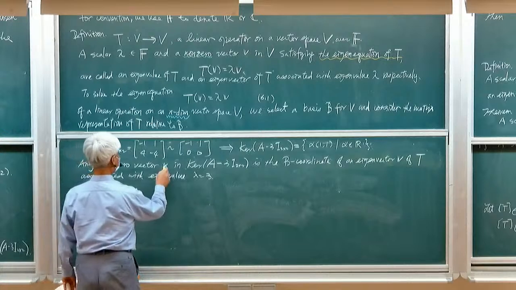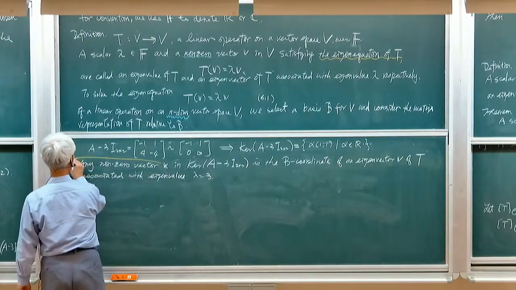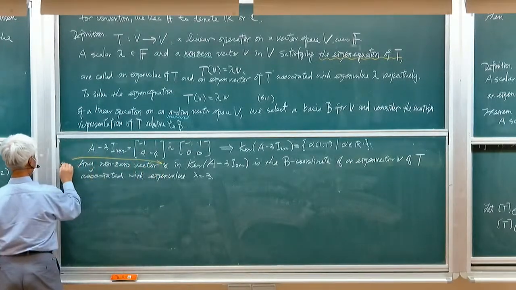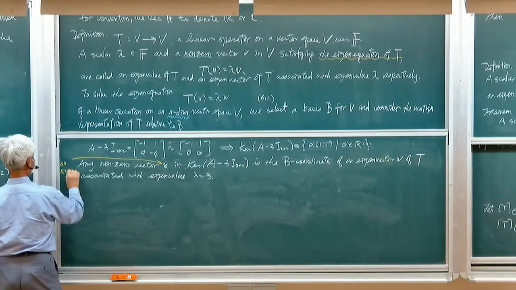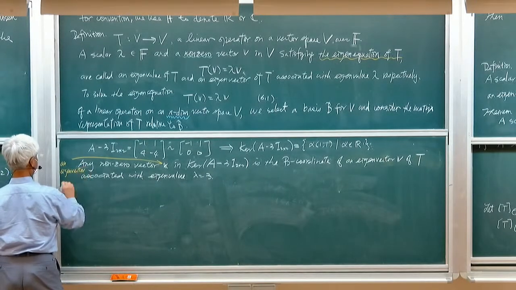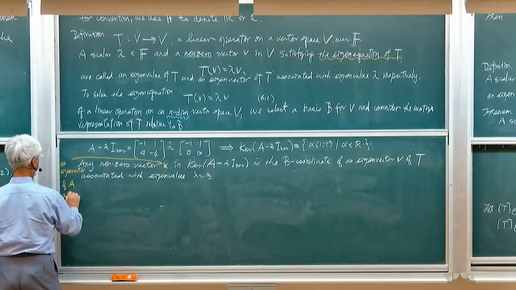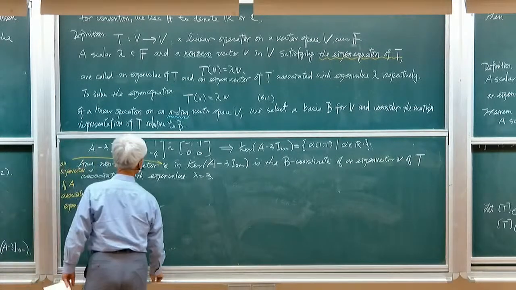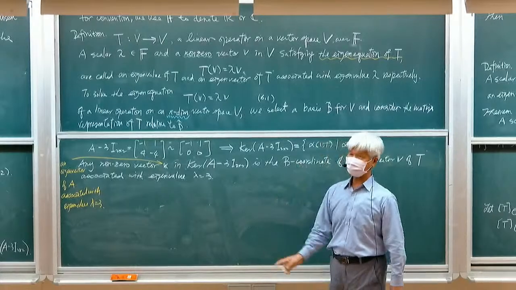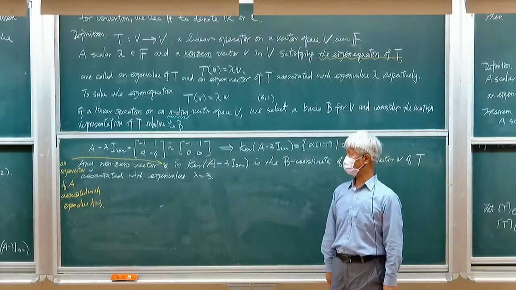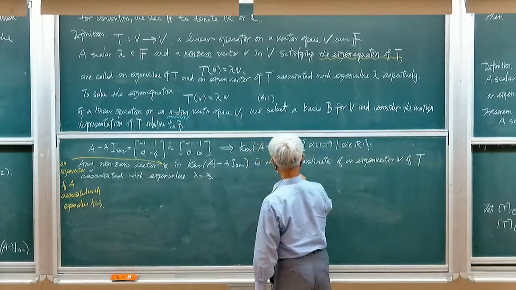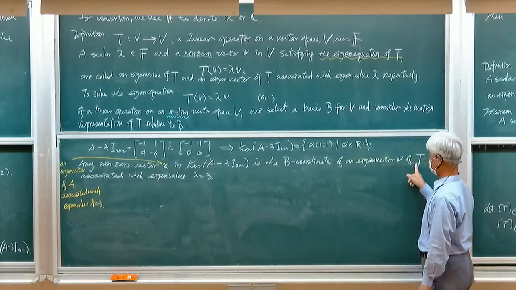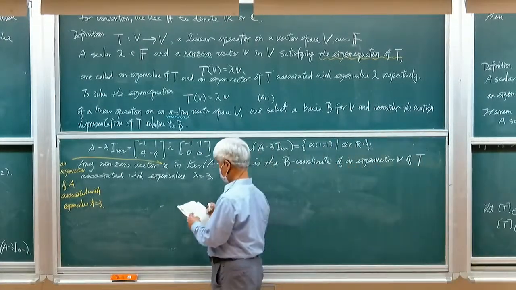So x is an eigenvector of A associated with eigenvalue lambda equals 3. So the x itself is just an eigenvector of A, okay? But it's also the B coordinate of an eigenvector v of T.